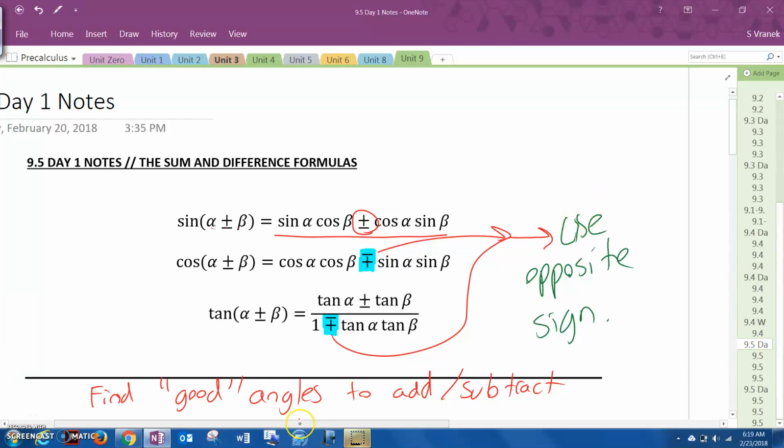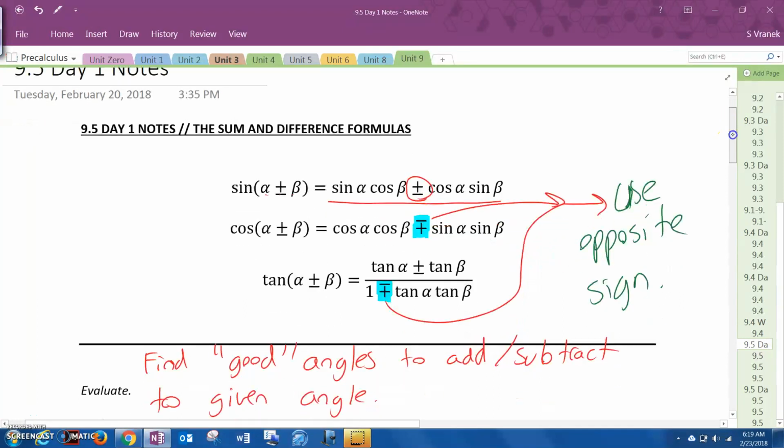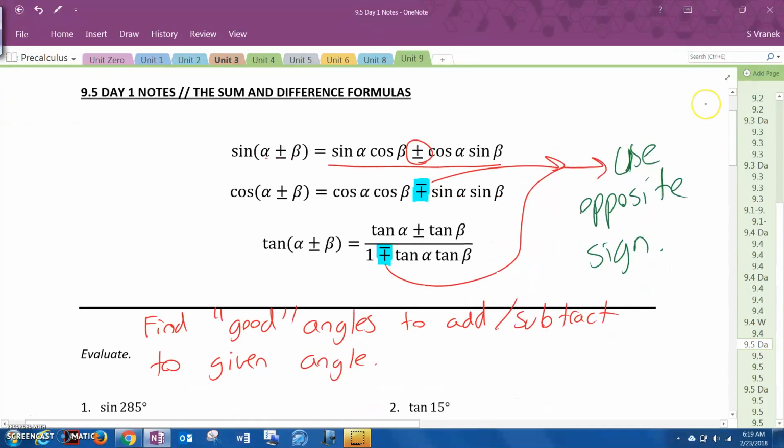Alright class, this is 9.5 day 1, which is sum and difference formulas. So these are the formulas. You will be given these. The only thing you have to really note about these formulas is when you expand cosine, notice how that goes from plus minus to minus plus, and also with tangent down here, same thing. They're highlighted in blue. That means you use the opposite sign of what you had to begin with.